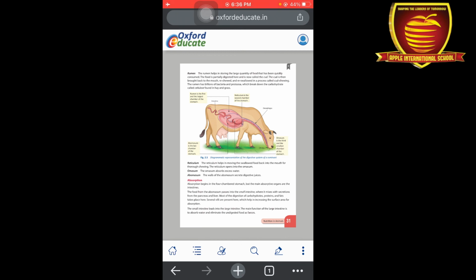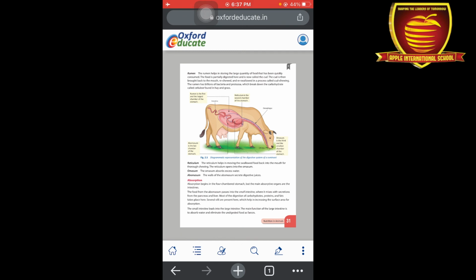Okay, now the next one is reticulum. Here you can see the reticulum is the second chamber of the stomach. So the main function of reticulum is, the reticulum helps in moving the swallowed food back into the mouth for chewing. The reticulum opens into the omasum. Okay, means the third chamber is omasum.